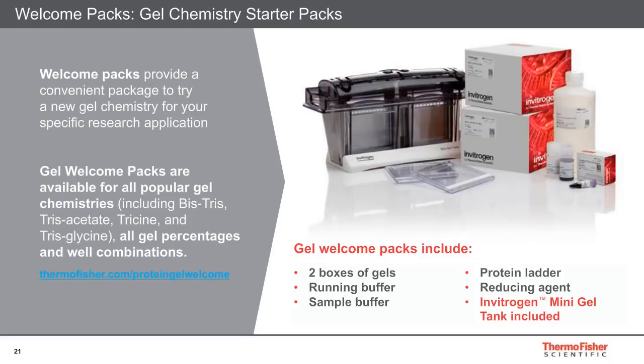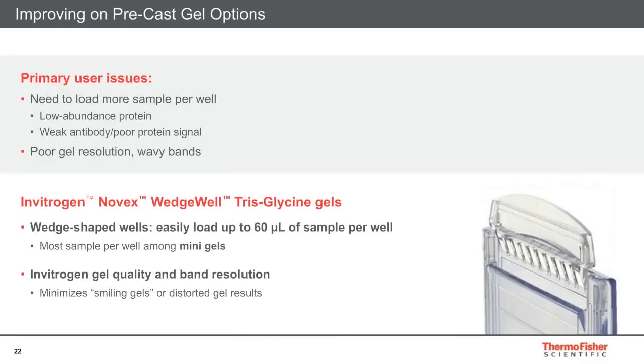If you want to try a new gel chemistry for your specific research application, the several welcome packs that we have for all our gel chemistries, gel percentages, and comb types are the best place to start. The welcome pack includes everything that you would need to start using a new gel chemistry. It includes 2 gel boxes, running buffer, sample buffer, ladder, reducing agent, and the way this package is priced, you get a mini gel running tank practically for free.